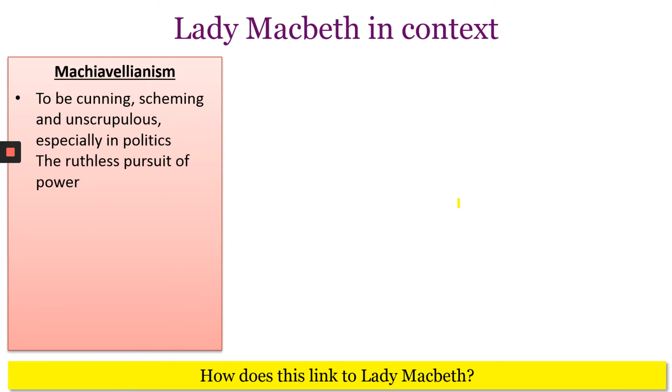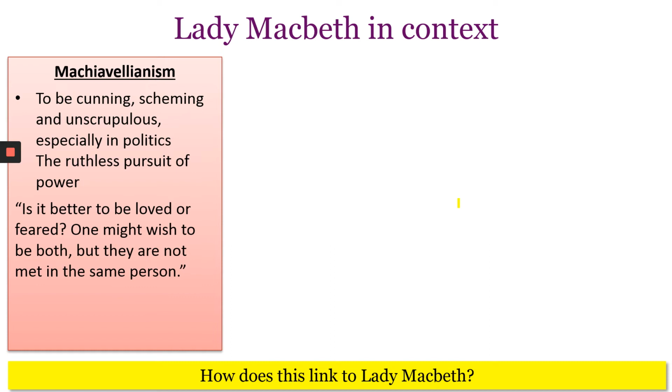In fact, he believed that it was impossible to be both loved and feared. He says, "Is it better to be loved or feared? One might wish to be both, but they are not met in the same person." That is, someone could choose either to be loved or choose to be feared, but they cannot be both. As a result, if you want to be in power, you need to be willing to give things up, including the love of the people around you. So, take a moment, pause quickly. What are the links to Lady Macbeth here? Why is this important information for us to be able to judge her?